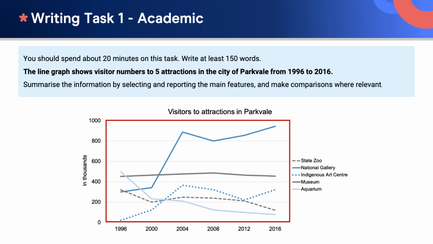We can also see that there is no overall upward or downward trend. Each of the 5 attractions has experienced different changes. This is good for us as it gives us plenty to write about. Let's analyze the graph in a little more depth and plan our response. Why do we plan? So that we don't repeat ourselves and so that we don't miss anything.